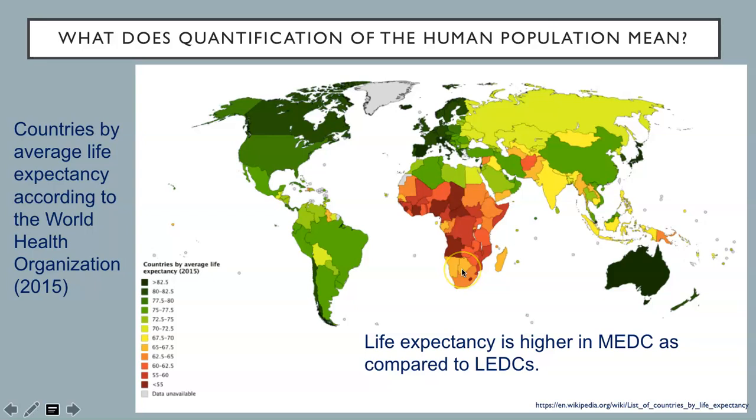This is an image of life expectancy, how long people live in a given population. Where green, these people live longer. Life expectancy is higher in more economically developed countries as compared to lower economically developed countries. Thus, people in more economically developed countries are living longer, and people in lower economically developing countries feel the need to have more children, again hoping that there's a better chance that some of them will survive to adulthood.